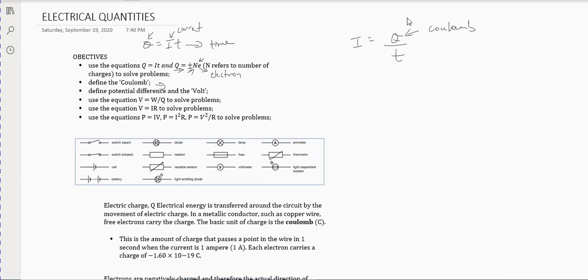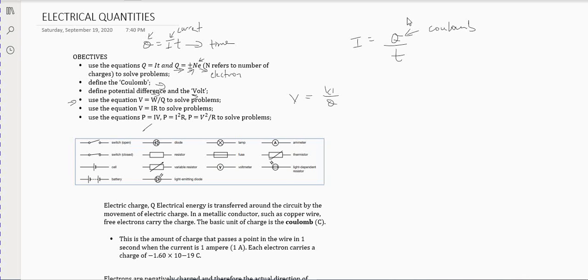We also want to become more familiar with the definition for potential difference, volts. The syllabus wants us to use the following equation that says V, which stands for potential difference, is equal to W over Q. We'll look at that in short order. We also want to use our Ohm's law equation, that says V is equal to IR, to solve some questions.